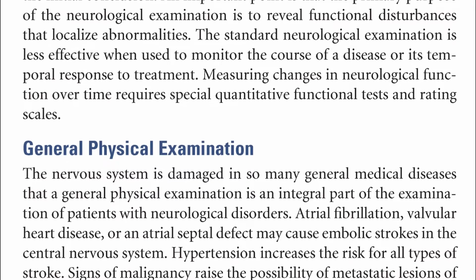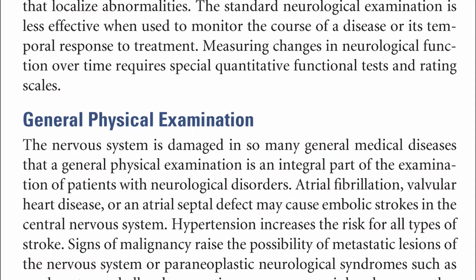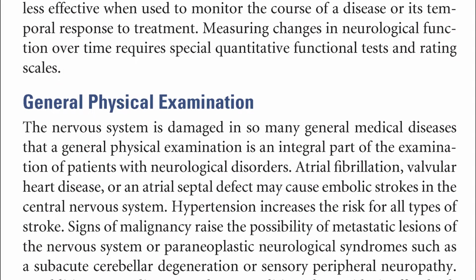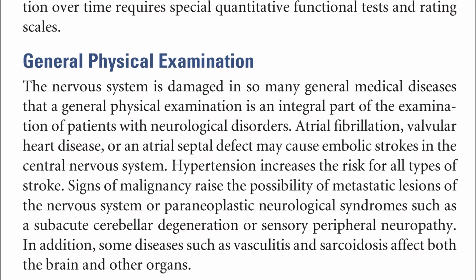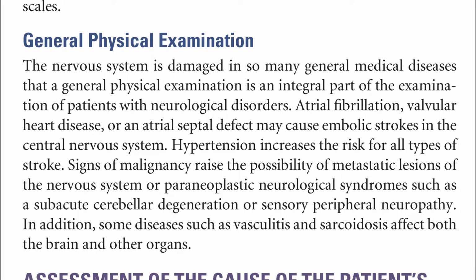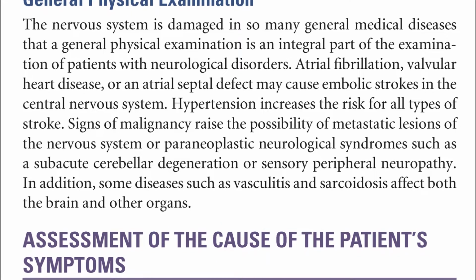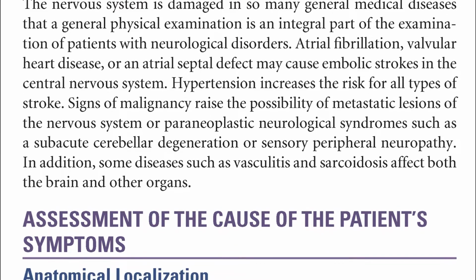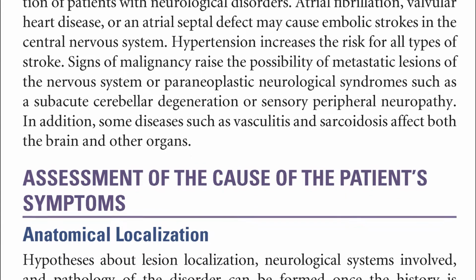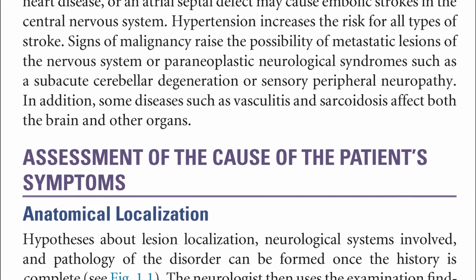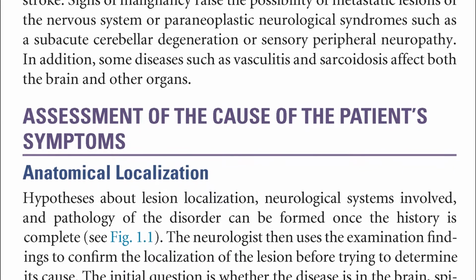General physical examination. The nervous system is damaged in so many general medical diseases that a general physical examination is an integral part of the examination of patients with neurological disorders. Atrial fibrillation, valvular heart disease, or an atrial septal defect may cause embolic strokes in the central nervous system. Hypertension increases the risk for all types of stroke. Signs of malignancy raise the possibility of metastatic lesions of the nervous system or paraneoplastic neurological syndromes such as subacute cerebellar degeneration or sensory peripheral neuropathy. In addition, some diseases such as vasculitis and sarcoidosis affect both the brain and other organs.